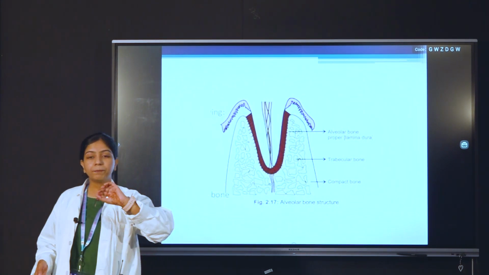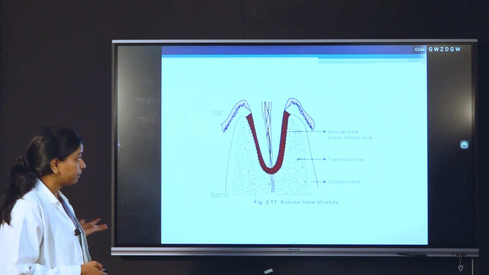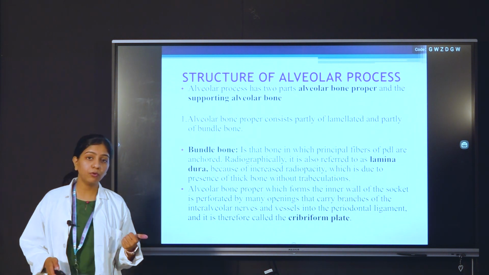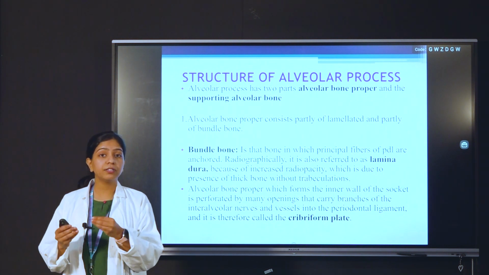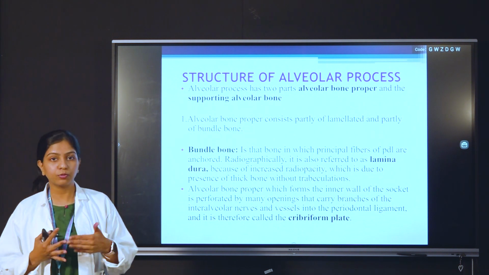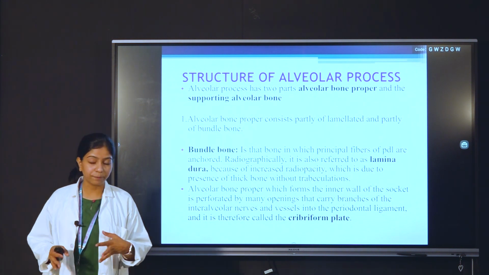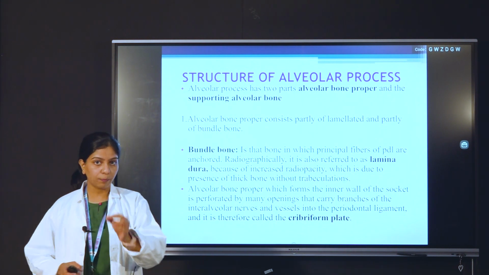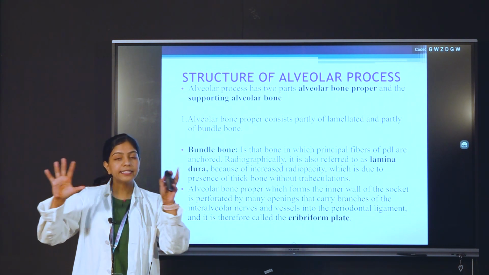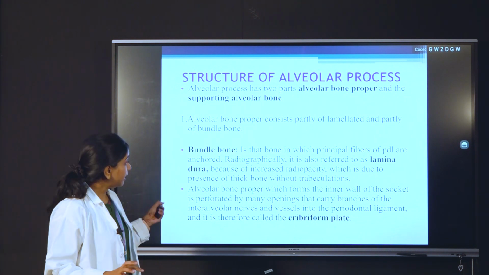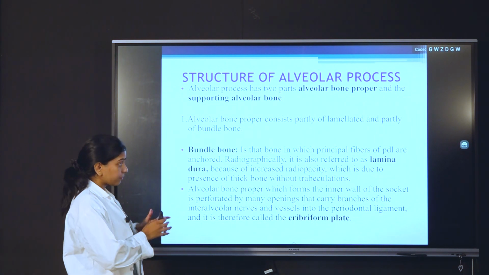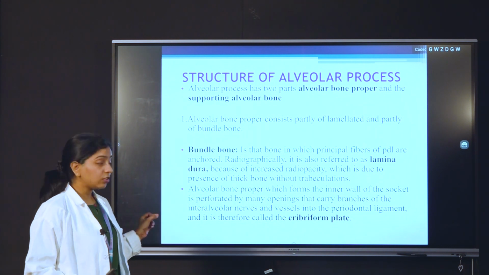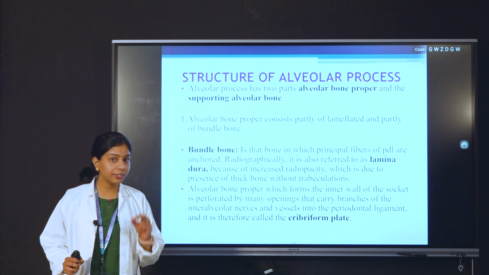Now alveolar bone proper has various other names also, like it is also known as a bundle bone. Now why the name bundle bone? Because bundles of fibers of periodontal ligament are anchored into this. So hence it is known as bundle bone. Now radiographically when you see, it appears very radio opaque, more radio opaque than the neighboring bone structure. Now that radio opacity is due to presence of thick bone without trabeculations. Because of this reason it is also known as lamina dura.